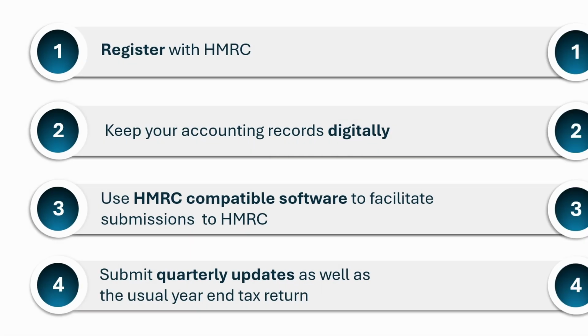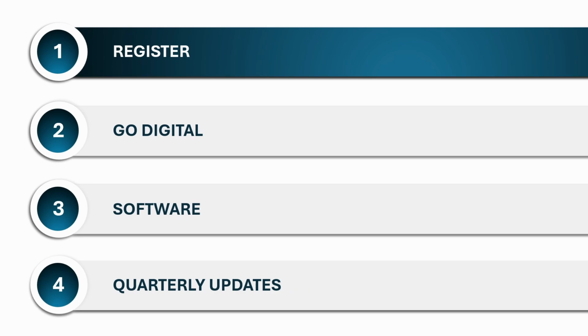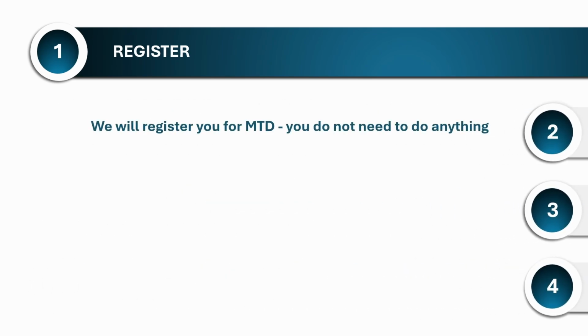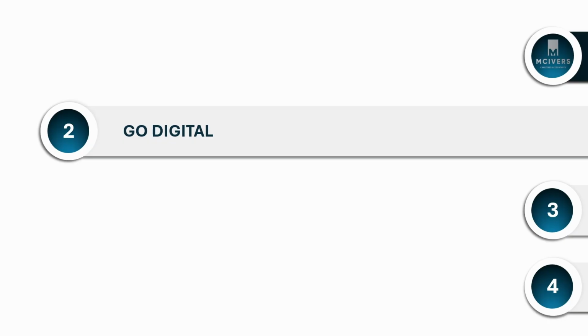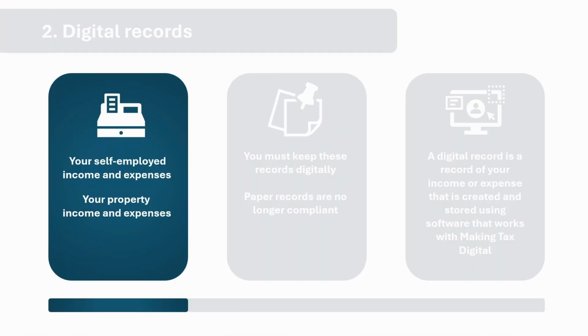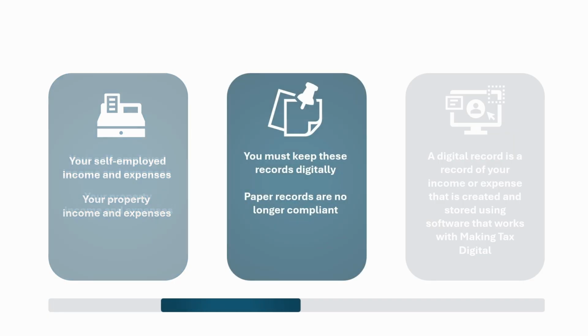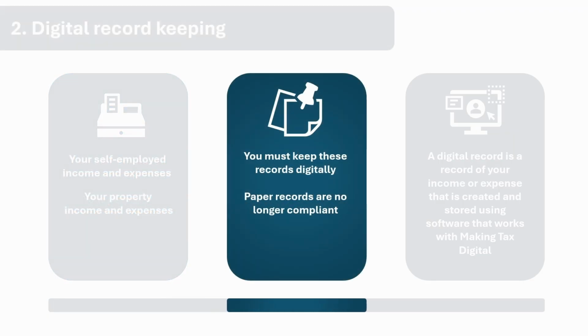Let's go back to the new requirements. You do not need to do anything regarding the first requirement. We will register you for Making Tax Digital with HMRC. Your self-employed and property income and expenses must be kept digitally. Paper records are no longer compliant.